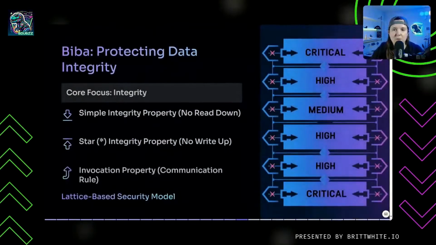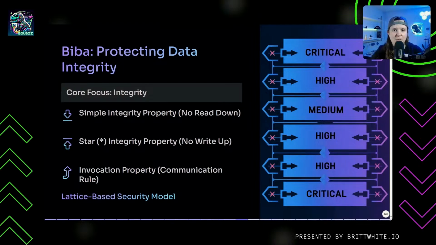Biba is essentially the mirror image, the flip side of Bell-LaPadula. It focuses entirely on integrity, ensuring that data is accurate, reliable, and has not been tampered with, whether that's malicious or accidental. Its rules are designed to prevent data corruption. It's like having a quality control system that ensures data is accurate, reliable, and has not been tampered with.